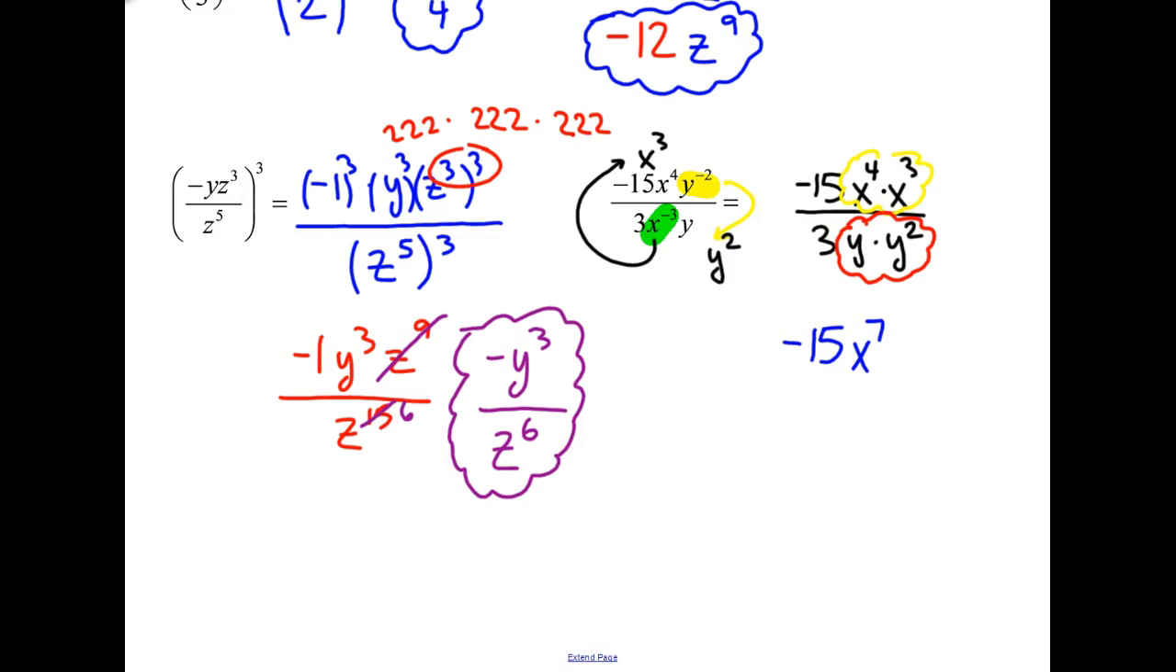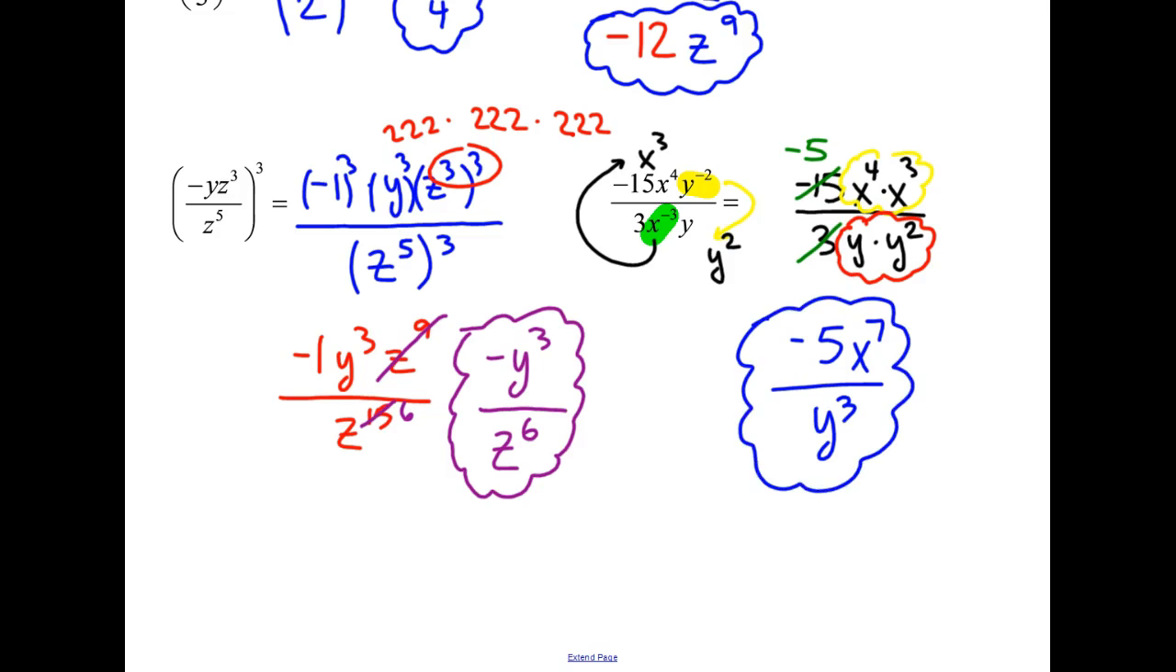Let's rewind. 3 and negative 15, those both have a factor of 3. So this is actually just negative 5 up there. So watch this here. I'm just going to erase that little bit there. No big deal. No one ever knew about that. Put a negative in there. We have negative 5 x to the 7th all over y to the 3rd. Super duper, totally simplified, best answer ever. Okay, hopefully that helps a bit.